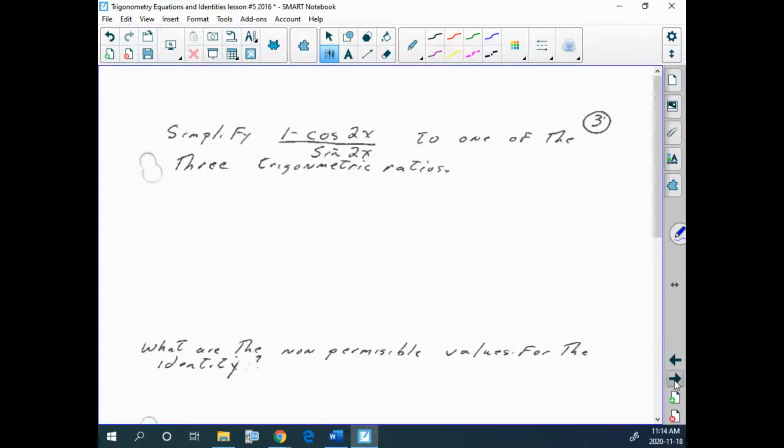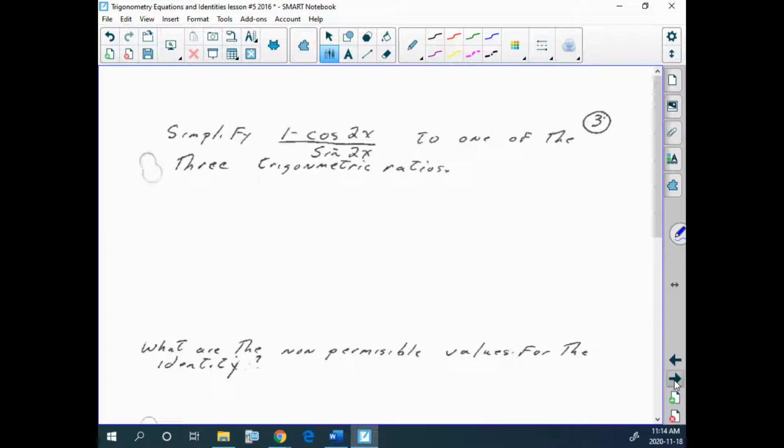Okay, so we want to simplify this to one of the 3 trigonometric ratios. Now, I know I've said this enough and you're probably starting to disbelieve me because I am going to blow stuff up in this case. I'm going to blow that top guy up for now. Okay? This 1 is annoying me over here.